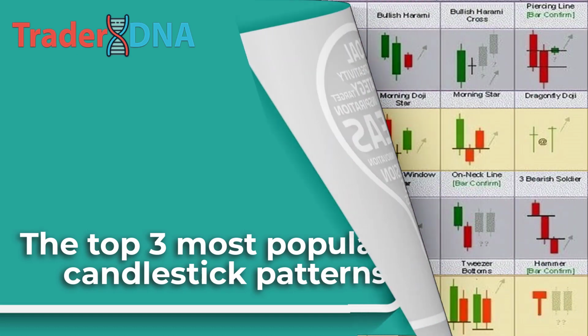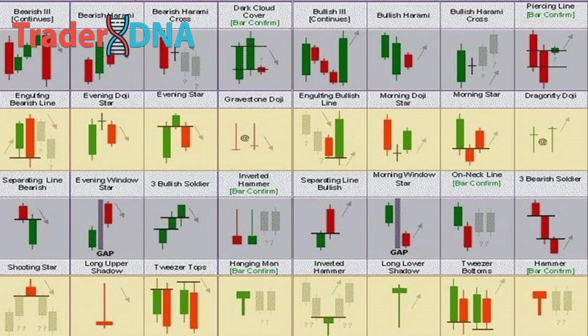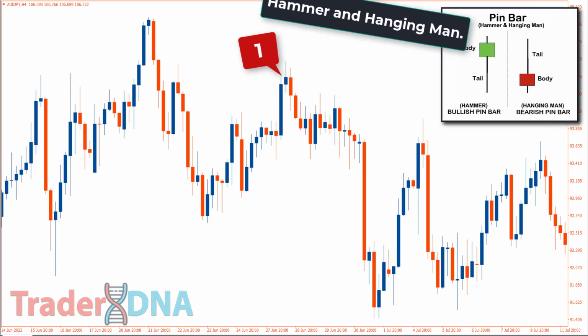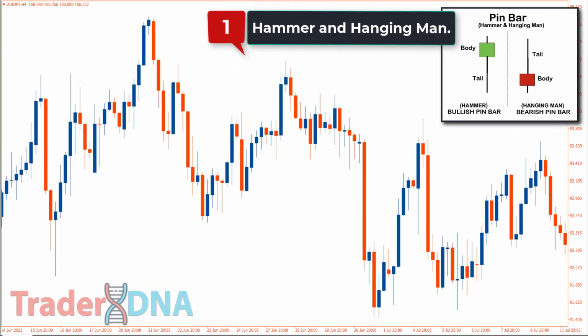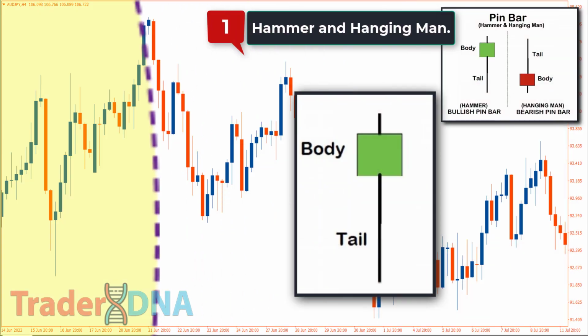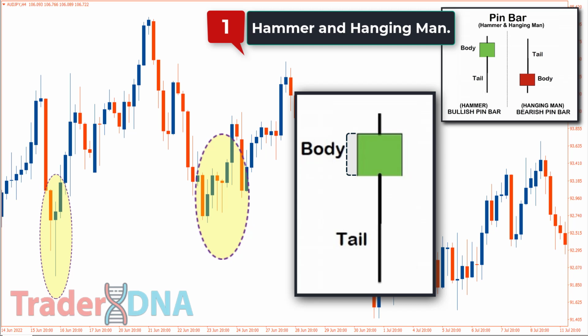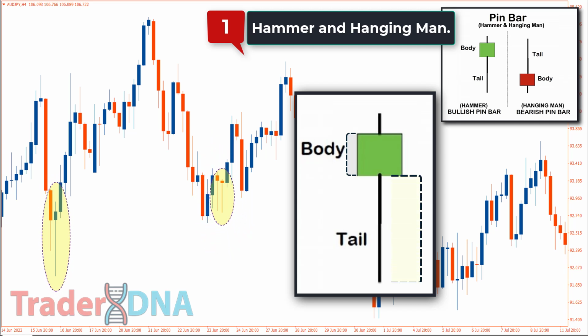The top 3 most popular candlestick patterns in trading are: first, hammer and hanging man. Hammer, or bullish pin bar. This bullish reversal pattern forms at the bottom of a downtrend. It has a small body near the top of the candlestick with a long lower shadow, lower wick. The long lower shadow indicates that sellers push the price significantly lower during the session, but buyers manage to bring it back up, typically closing near the high of the day.